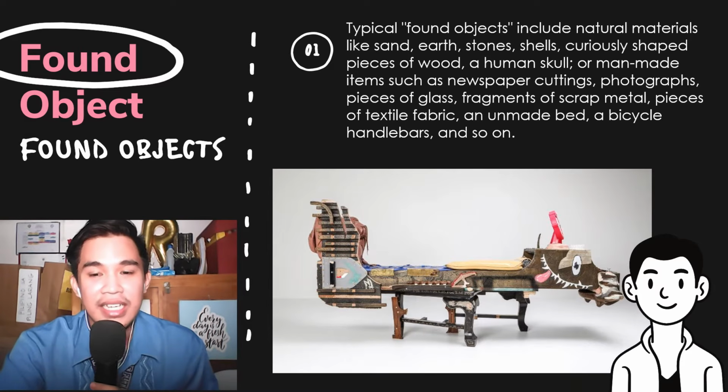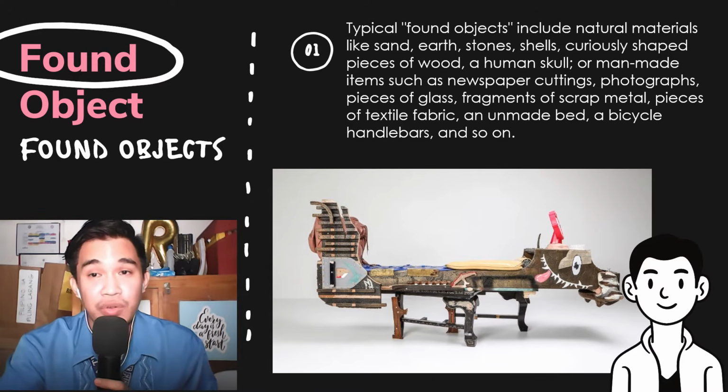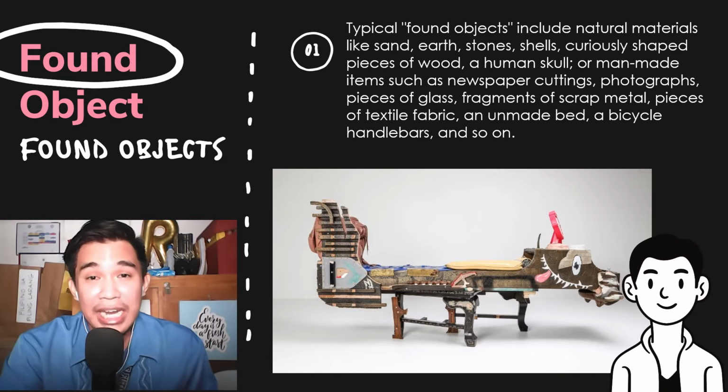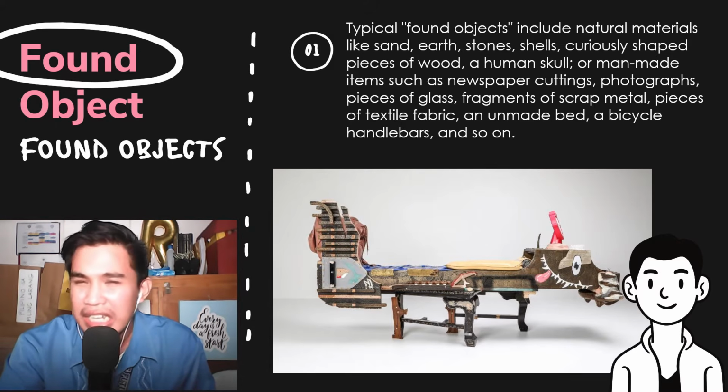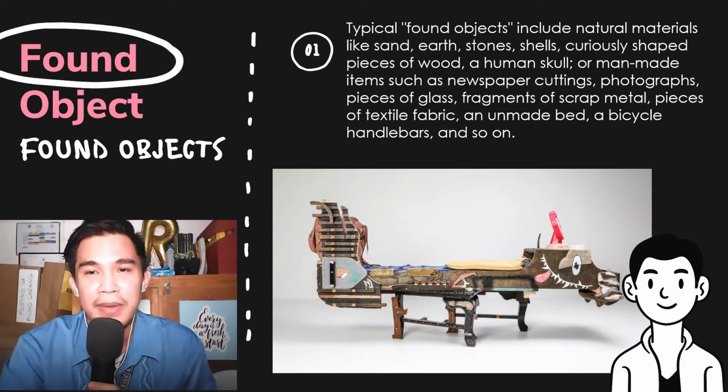Okay, so let's proceed. So still in the found objects, they typically use found objects which include natural materials like sand. Yes, you can also use sand, stones, shells, then curiously shaped pieces of wood, and a human skull. But I'm not sure about this human skull. But maybe the skulls of animals, right, some people decorate with those? For example, I'm not sure if that is a skull of a sheep. Usually they decorate it with the horn of that animal. They also decorate it on their walls.